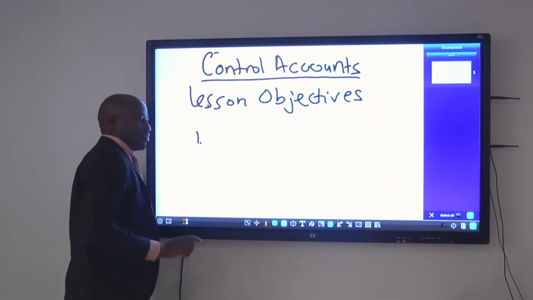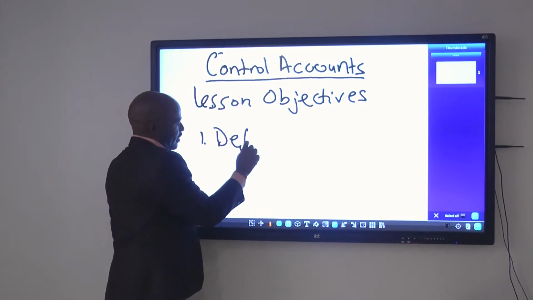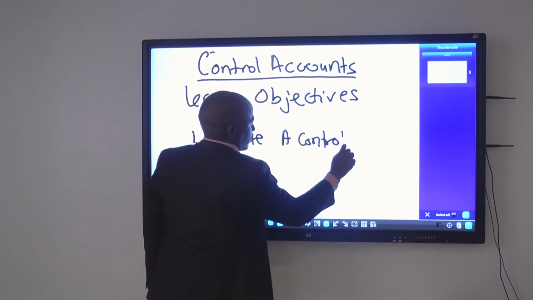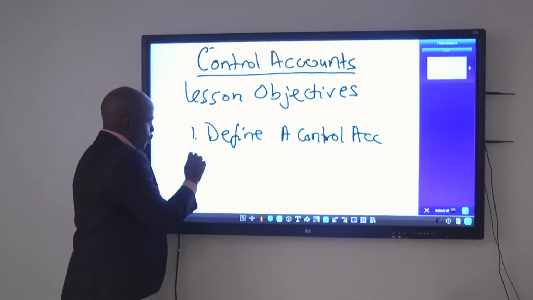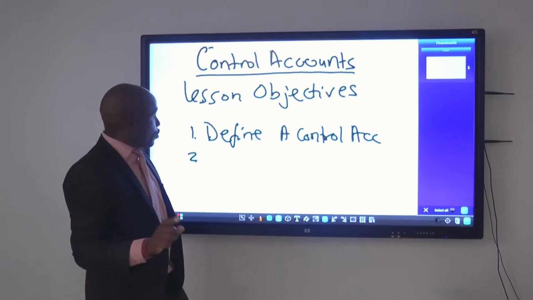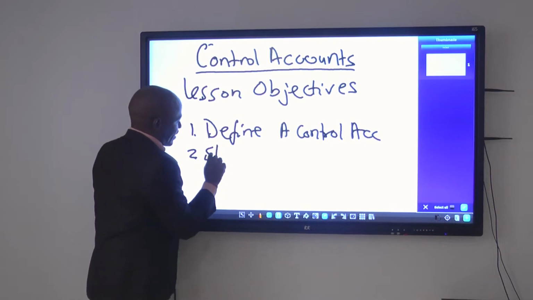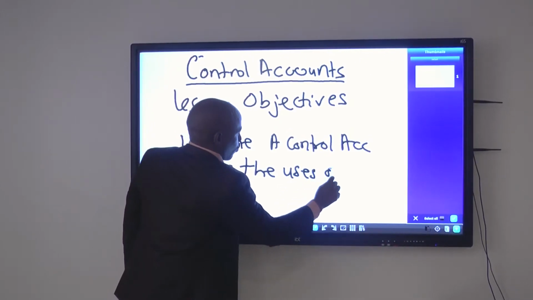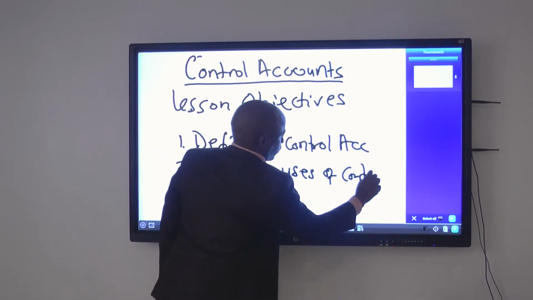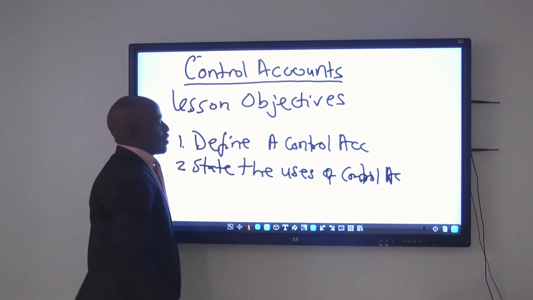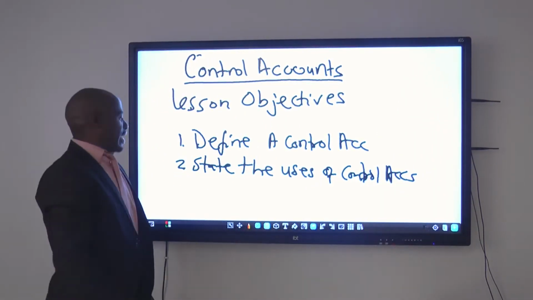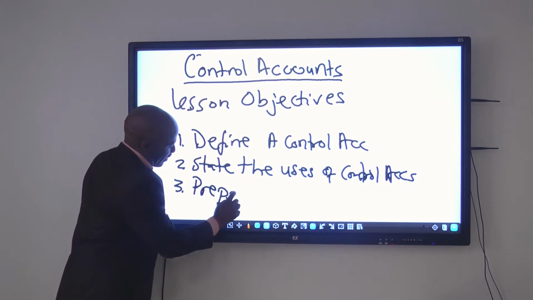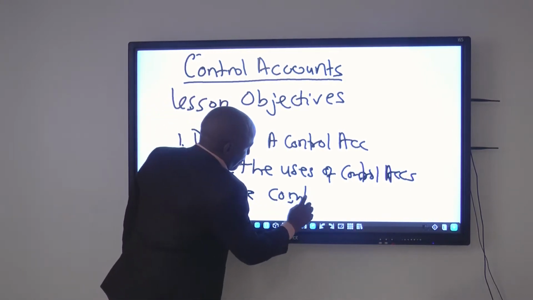Number one, you should be able to define a control account. Number two, you should be able to state the uses of control accounts. Number three, you should be able to prepare control accounts.